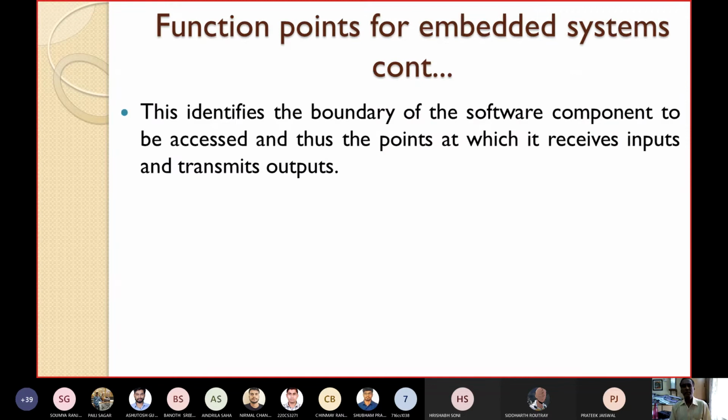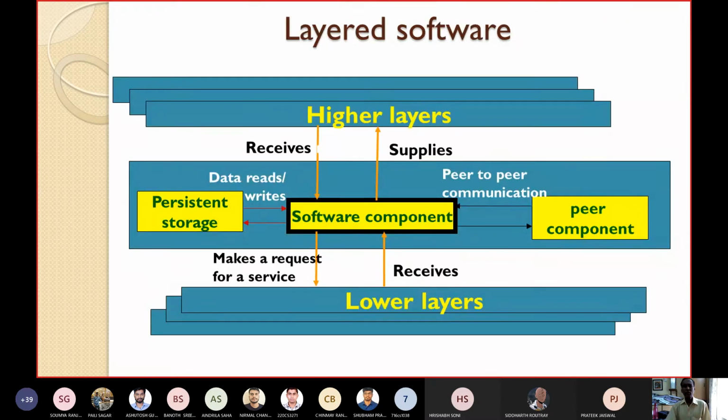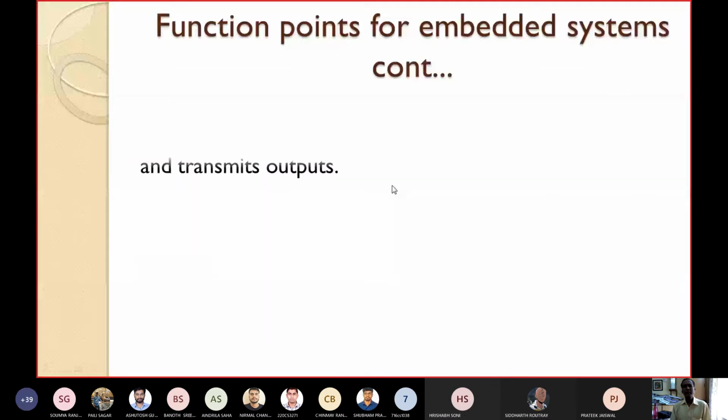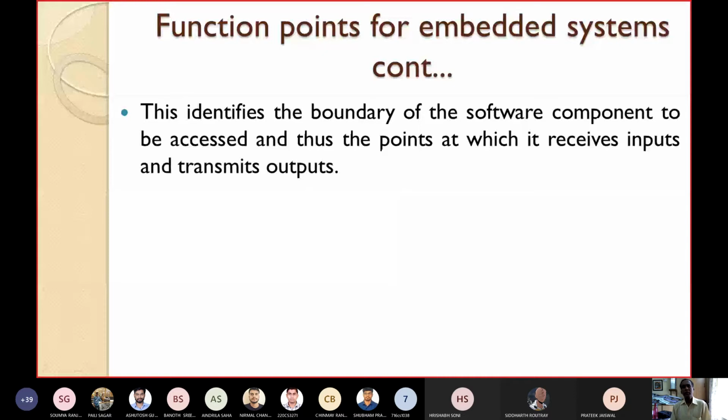This identifies the boundary of the software component to be assessed, and thus the points at which it receives inputs and transmits outputs. In this case, what is the boundary? This is the boundary. Where it is getting the input and where it is sending the output should be recorded here. This identifies the boundary of the software component to be assessed, and thus the points at which it receives the inputs from the different layers and the points to which it transmits the outputs.